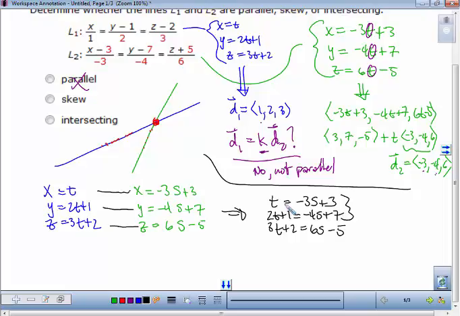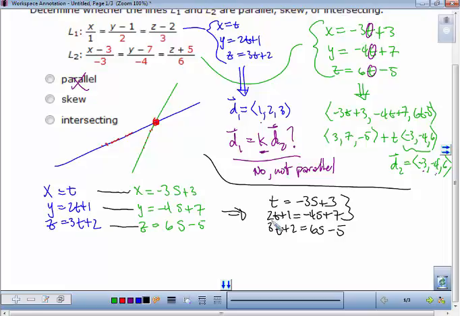When you get your solutions for s and t, you're going to plug them into the third equation to see if it'll satisfy. If it does, then you have an s and a t that would work for all 3. And if it doesn't, then it's not going to intersect.